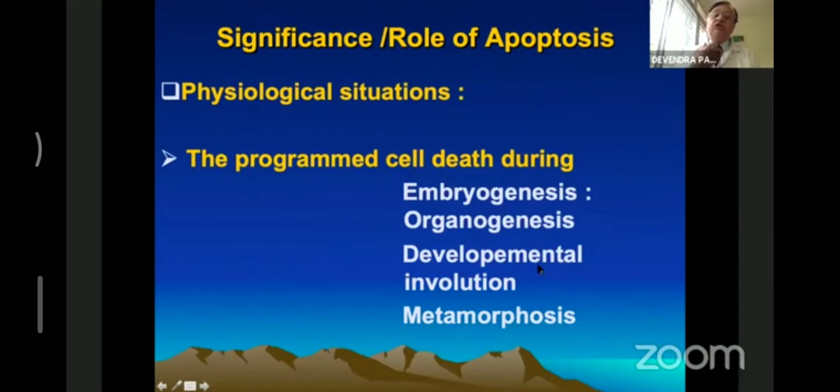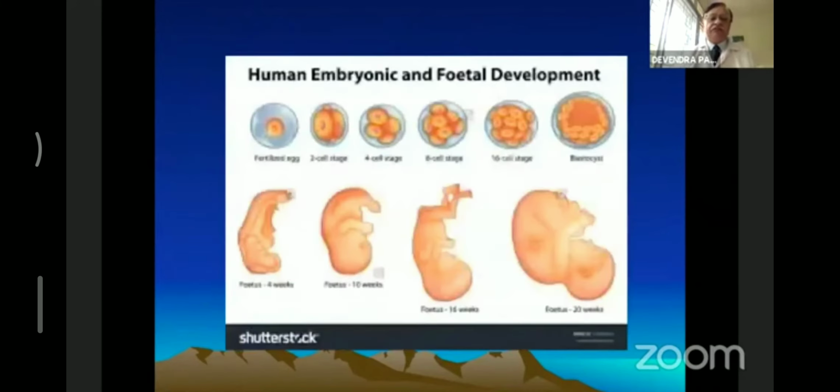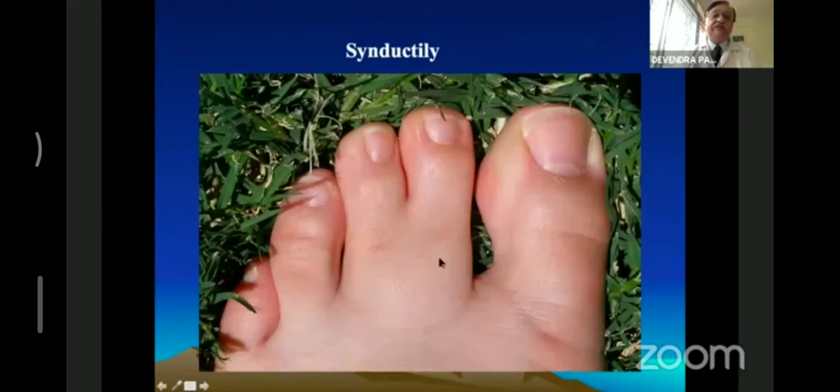We will see the thyroglossal duct has got to involute, and even in animals, metamorphosis, the formation of a butterfly, isn't it? This picture we have already seen. Then here is syndactyly. These two fingers are joined together, two toes are joined together, because the tissue out here has not undergone apoptosis.